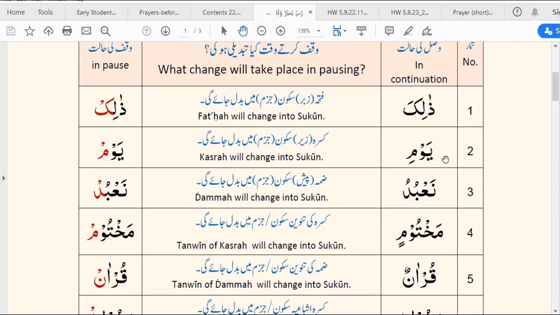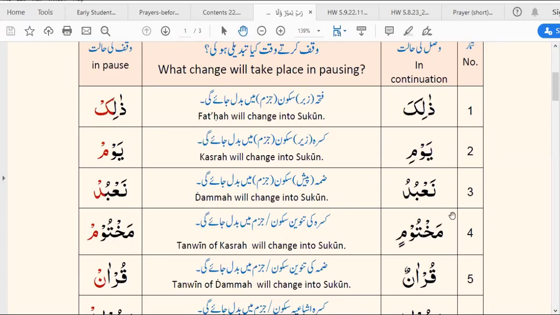Similarly, on number 2, if you have the word yawmi, if you want to read it in waqf or you want to put a stop at the end, you take off the kasra. I'm going to put my hand over it. And it's going to be read as, are you able to tell me? What's the word here? How do you pronounce this? Yawma. Yeah. So this is yawmi, and this will be read as yawm.